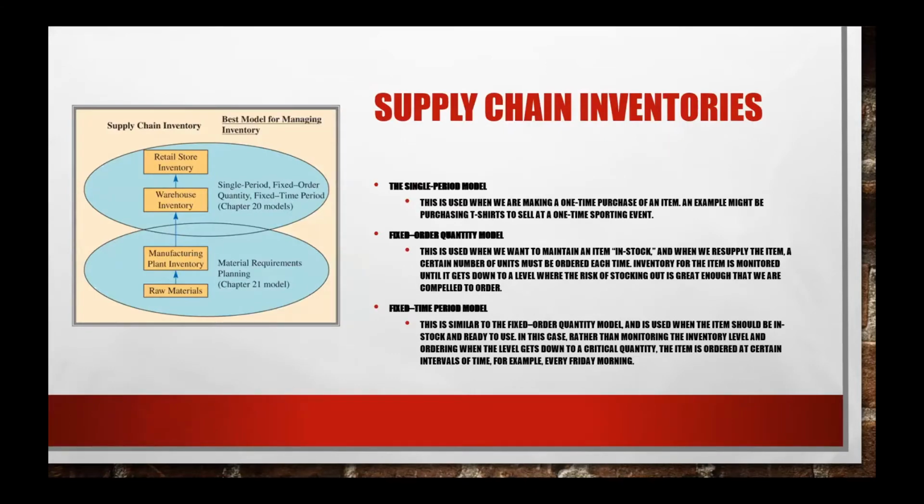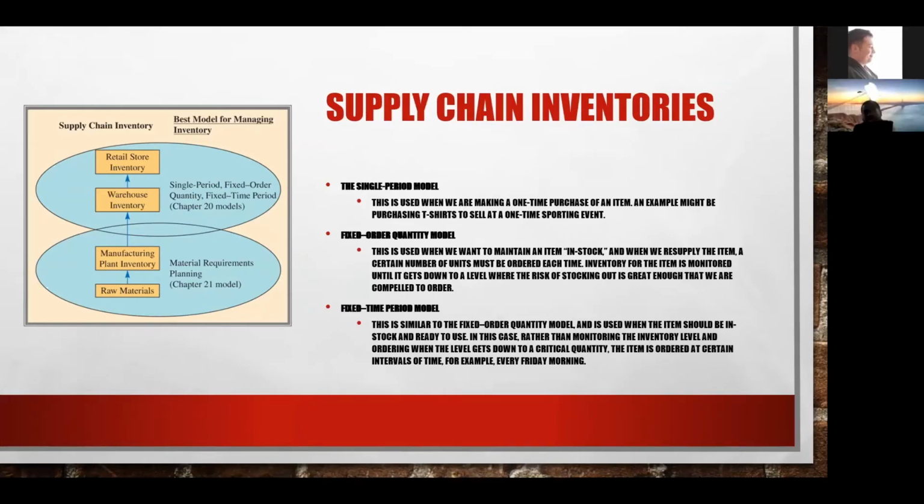In this section, we're talking about supply chain inventories. There are three models: single period models, fixed order quantity models, and fixed time period models. Each of them has its own definition. The single period model is used when making a one-time purchase of an item. An example might be the purchase of T-shirts sold at a one-time sporting event. For example, a Super Bowl shirt is a one-time shirt that you buy for one year, specific to that year.